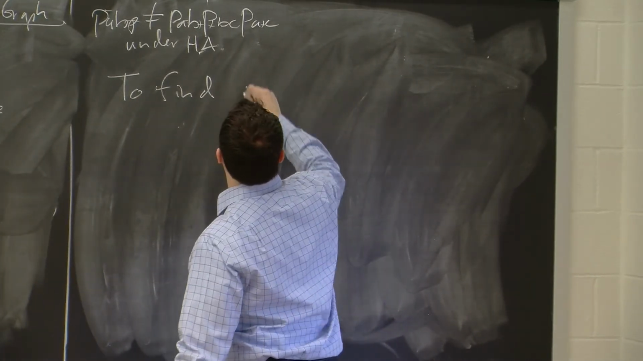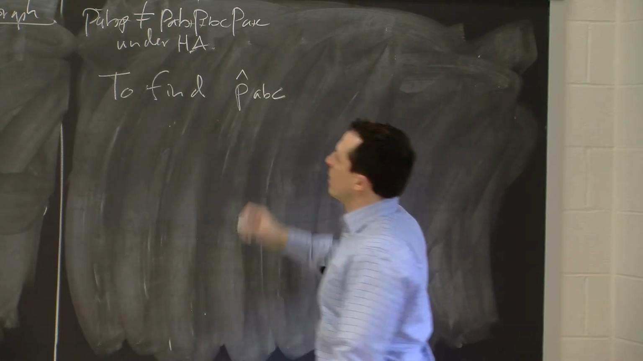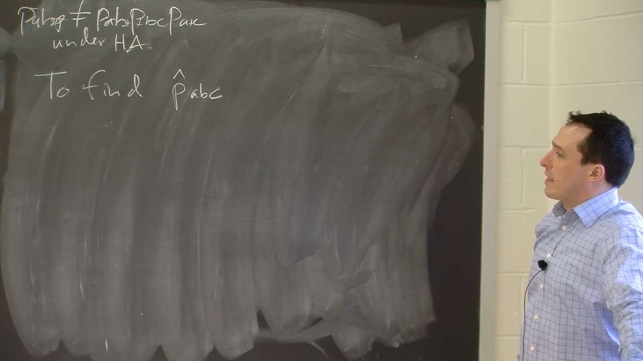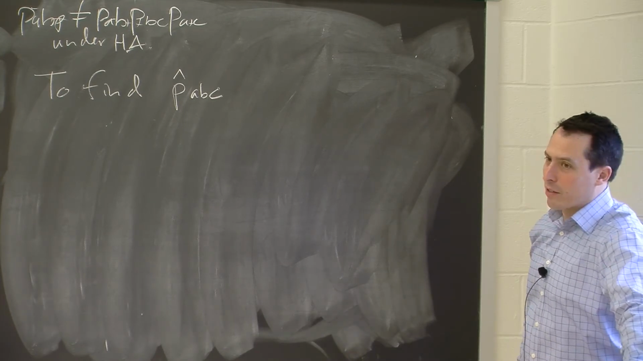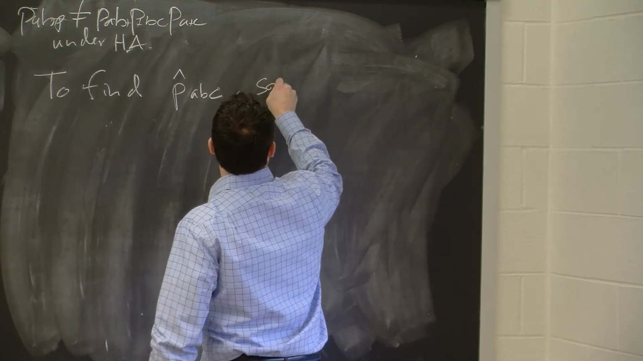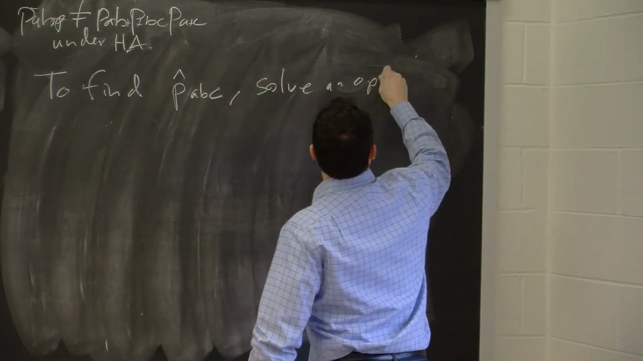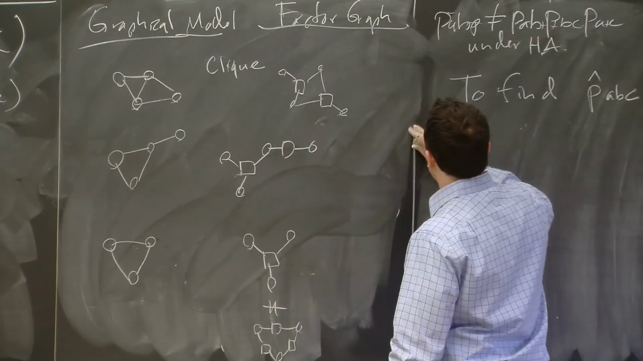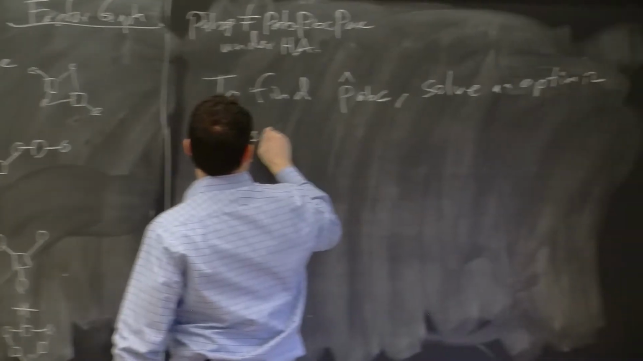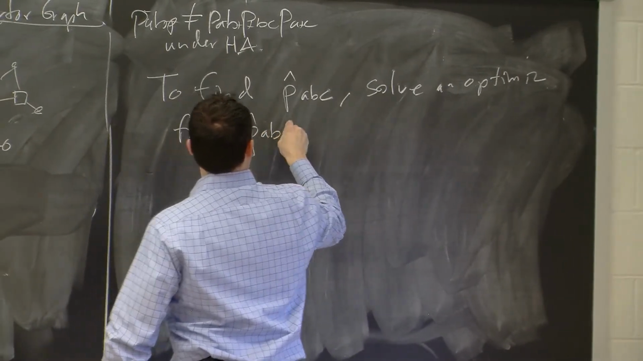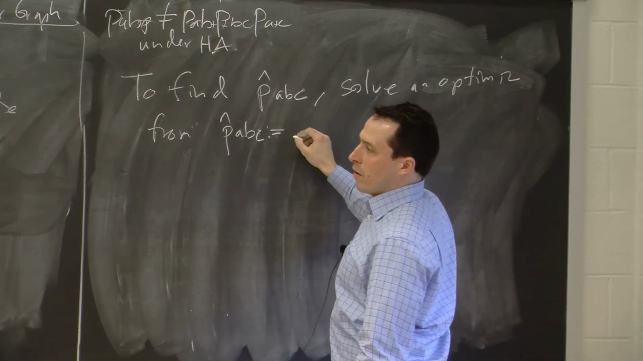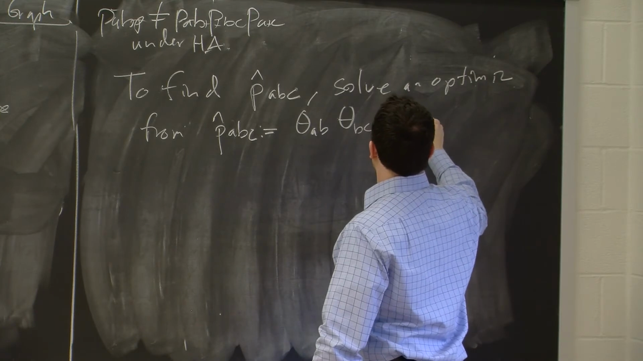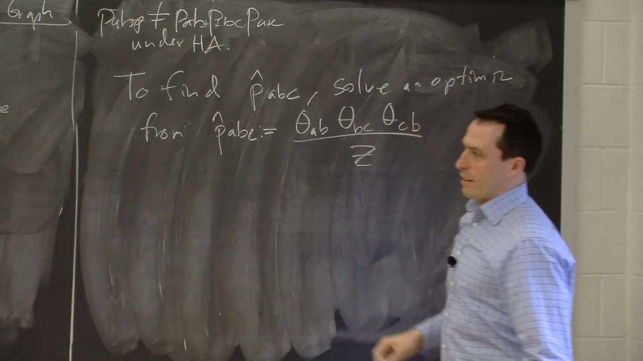To find P of ABC, now that we're out of the realm of conditional probabilities, we're out of the realm of things that can be described by conditional tables and marginal tables, we have to just do optimization. What is the optimization? It's this. P hat ABC, which is equal to this thing, theta AB, theta BC, theta CB over Z. I'm just going to use Z for that sum.